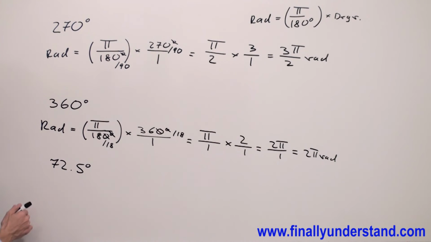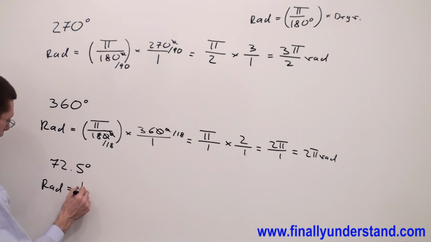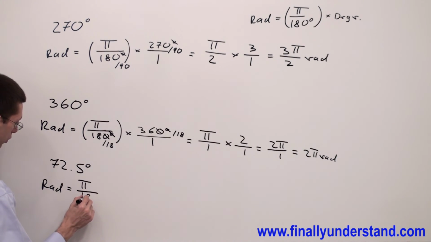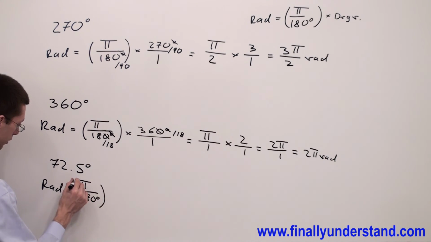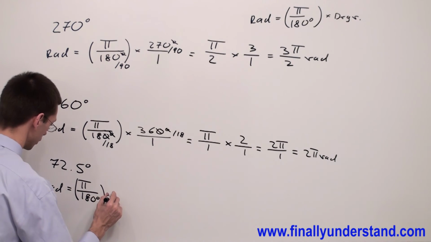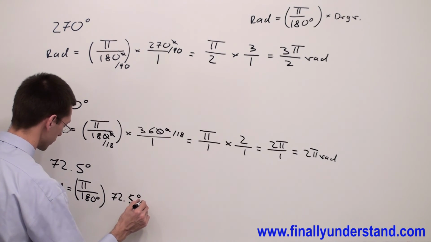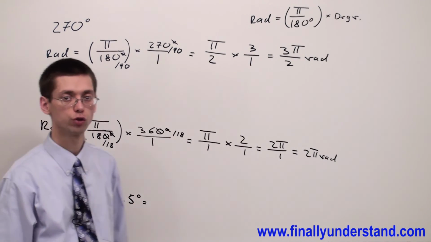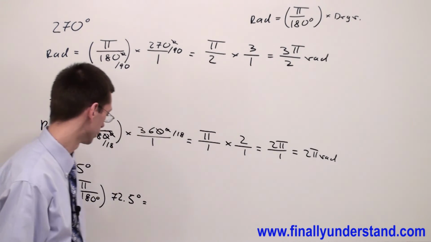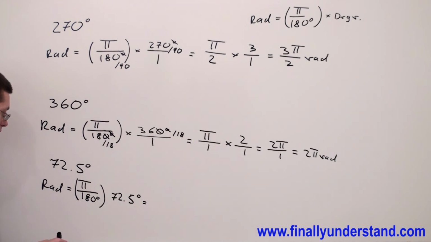Let's take a look at the third example. I have radians are equal pi over 180 degrees times 72.5 degrees. This time we're going to use the calculator to solve this problem because we have no common multiple which is going to reduce 180 and 72.